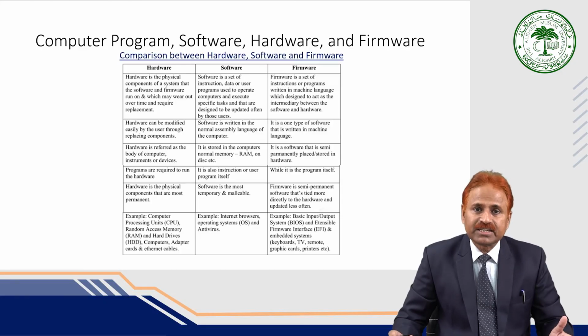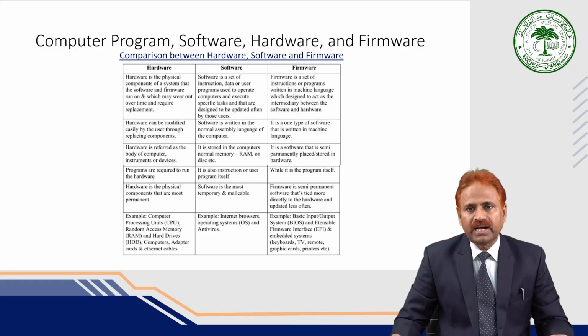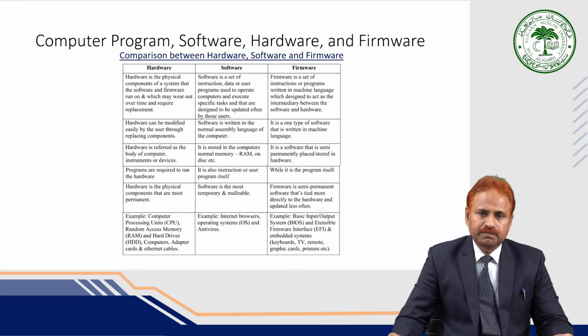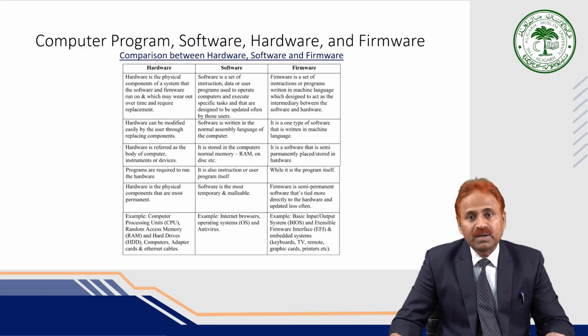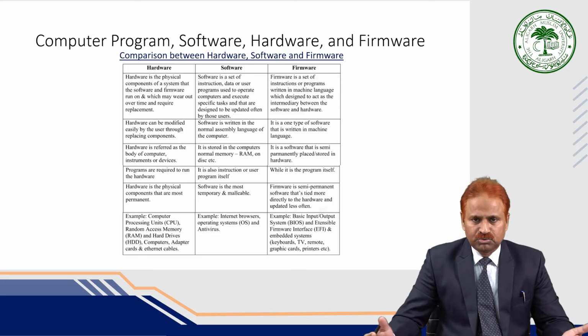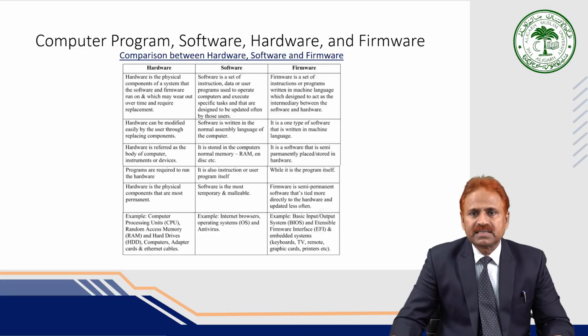While software is a set of instructions, data or user programs used to operate computers and execute specific tasks, and that are designed to be updated often by those users. Firmware is a set of instructions or programs written in machine language which is designed to act as an intermediary between the software and the hardware. Hardware can be modified easily by the user through replacing the components. Software is written in the normal assembly language of the computer or using a high-level programming language as well. Firmware is one type of software that is written in machine language.